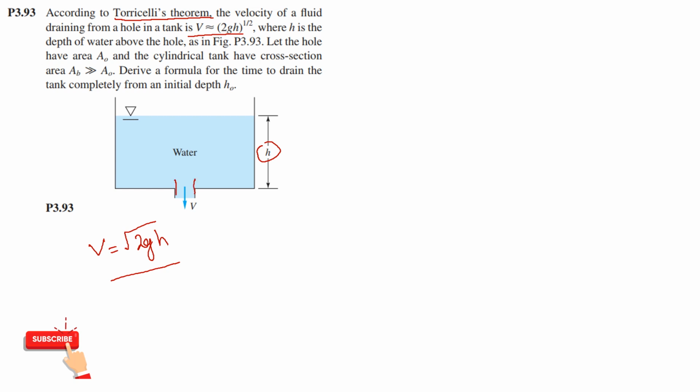Let the hole area be A naught and the cylindrical tank have cross section area AB, which is very much greater than A naught. So this is the cross section area AB of the tank. What we are going to do is derive a formula for the time that will be required to drain this tank if it is filled up to height h. We are going to apply mass conservation, the Reynolds transport theorem, and derive a formula for time t required to drain this tank.